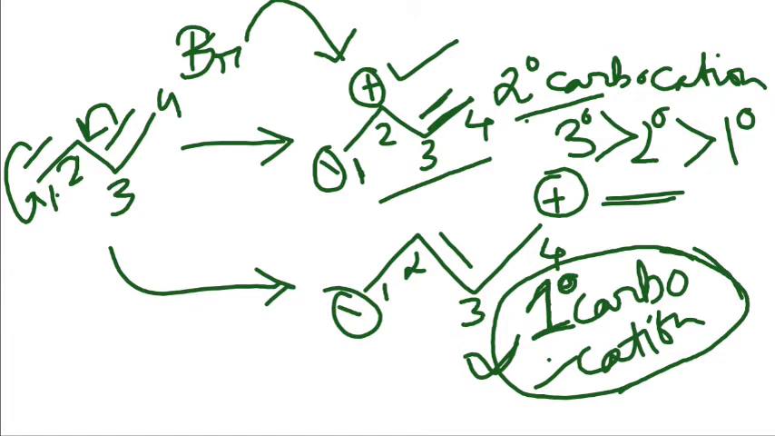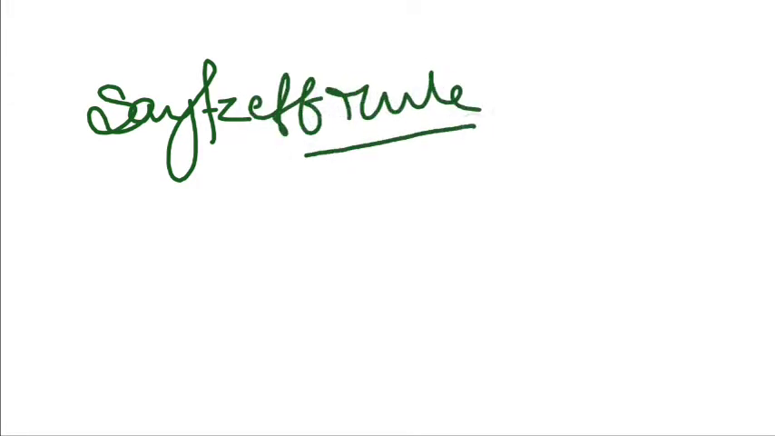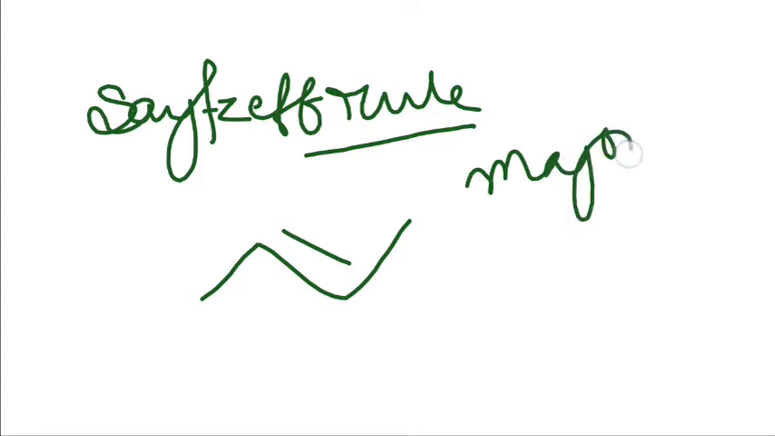Why is it still the major product? We have to know this one: there is a rule known as the Saytzeff rule, which we basically find in most organic reactions. According to the Saytzeff rule, the more substituted alkenes are the major product. Okay, more substituted alkenes are the major product.